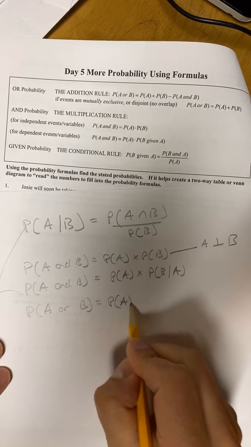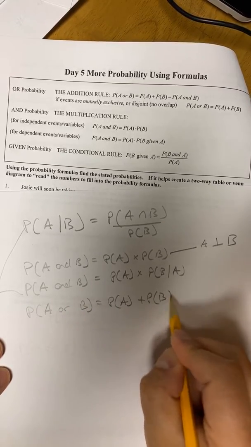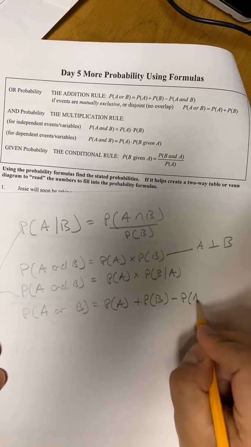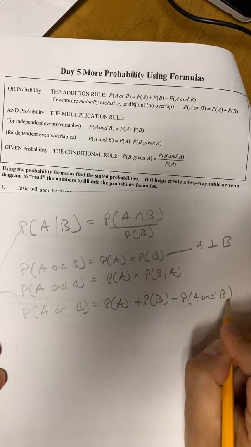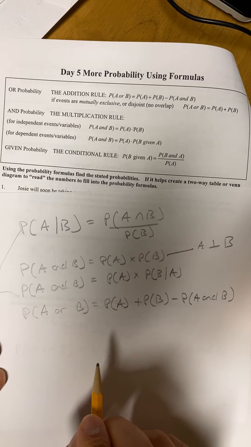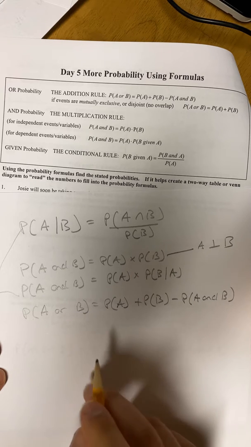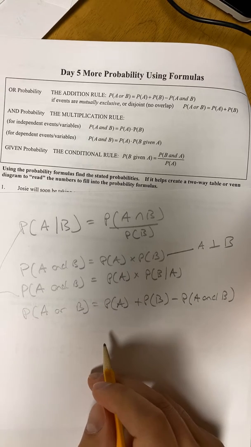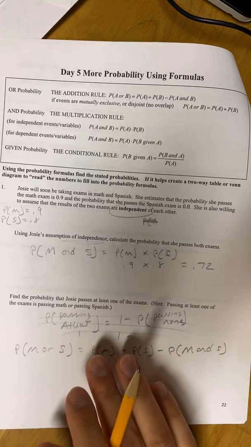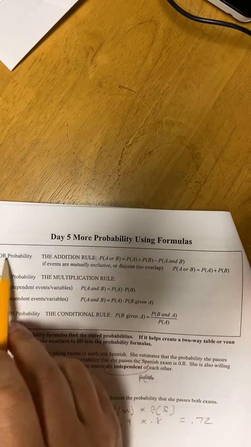A or B is A plus B minus where they intersect. All right, I think that's it for now. Put it right up here.